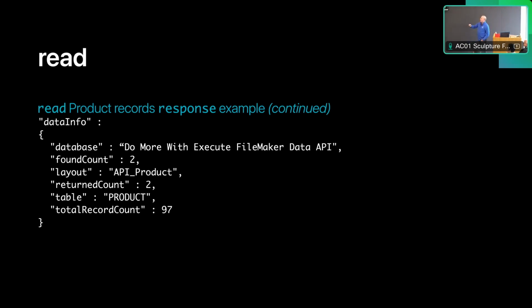All right, so you get your data info, which tells you about the database, the total number of records, and what table it pulled the information from. But you also see the found count as well as the return count. That's where you would check to see: did I get all of the records that I should be getting? Do I need to make another Execute FileMaker Data API request to get those remaining records? So you would get both of those pieces of information there.